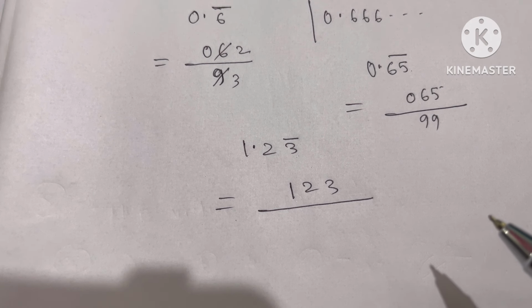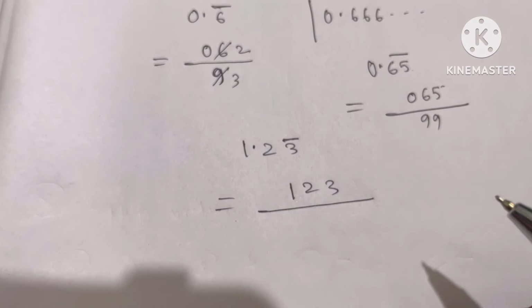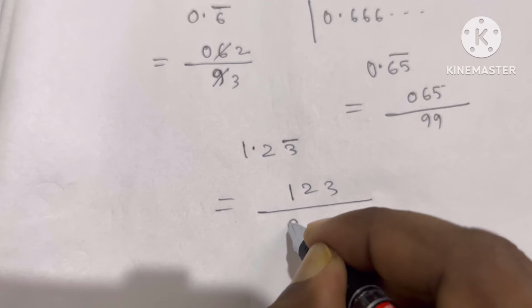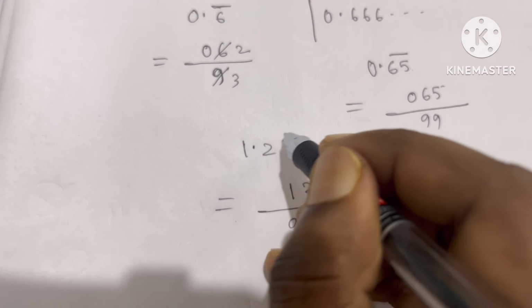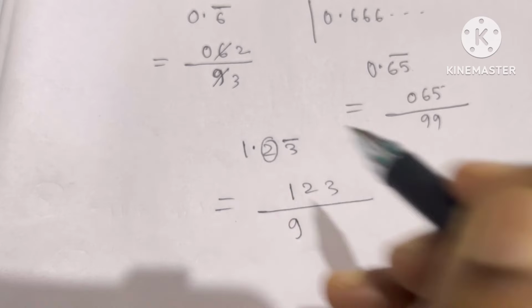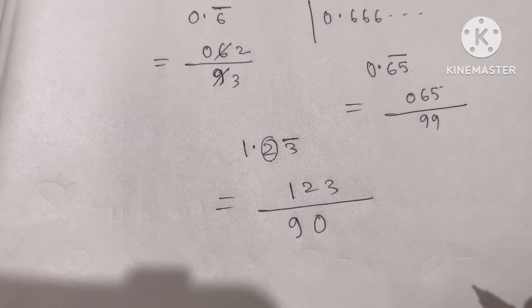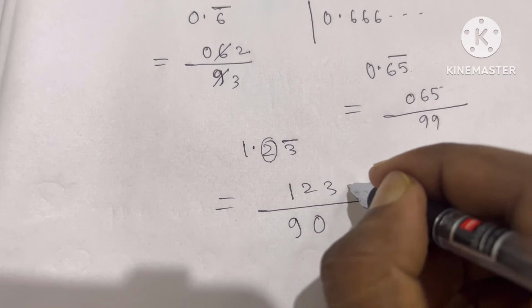So what digits will come? That is the big question for us. But if you observe, how many repeating digits are here? Only 1. Because of this repeating digit, this 3 bar, first what comes? 9 comes in the denominator. And how many non-repeating digits are here? 1. So because of this digit, after 9 what comes? 0 comes.